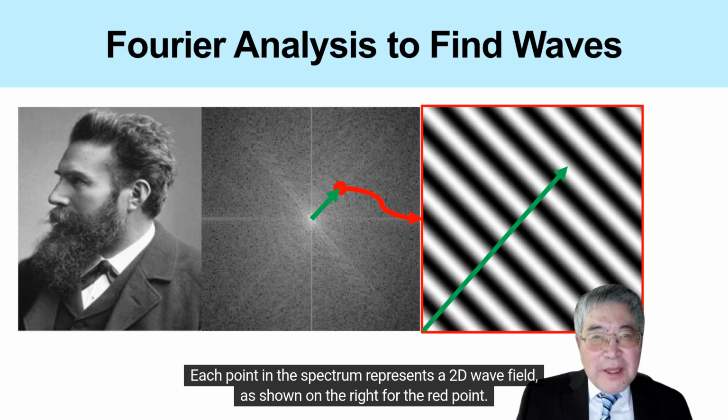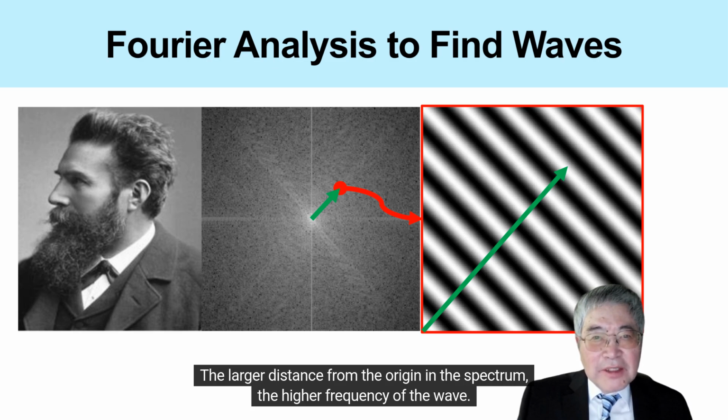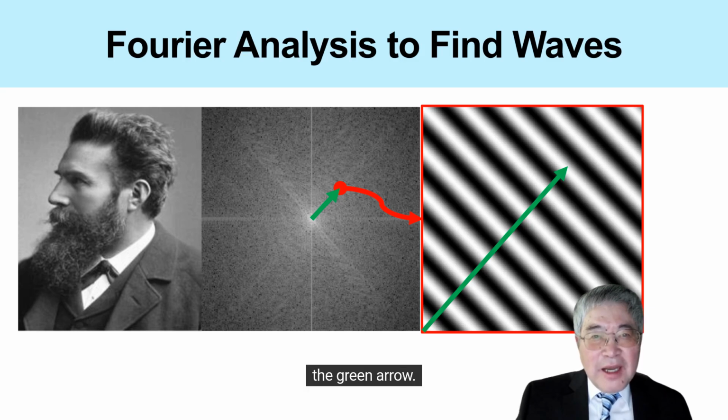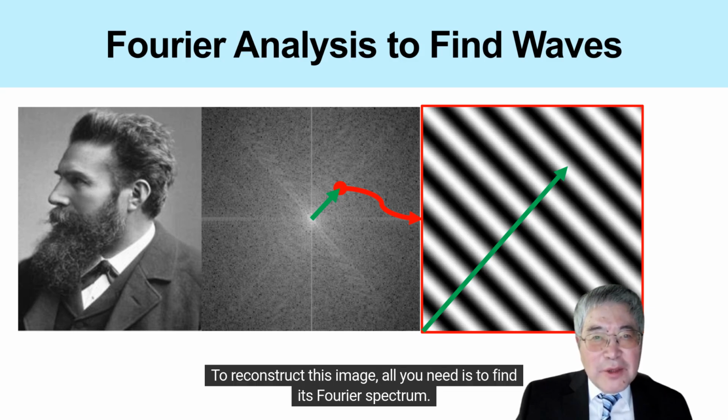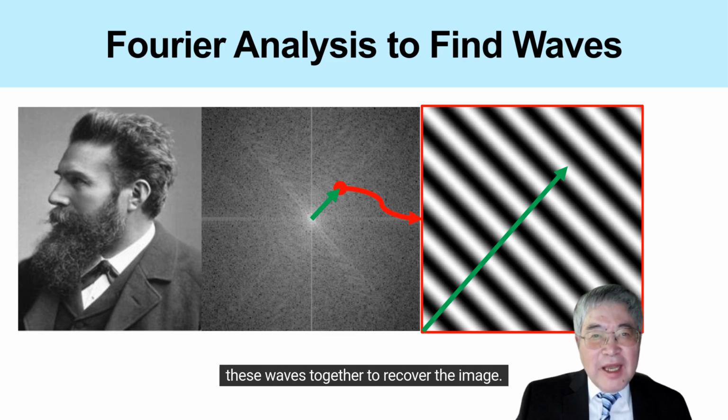Each point in the spectrum represents a 2D wave field, as shown on the right for the red point. The larger the distance from the origin in the spectrum, the higher the frequency of the wave. The direction from the origin to the point is the direction of the wave propagation, as indicated by the green arrow. To reconstruct this image, all you need is to find its Fourier spectrum, that is, all the wave components of the underlying image. Then you can perform the inverse Fourier transform for image reconstruction. That is, you can add all these waves together to recover the image.